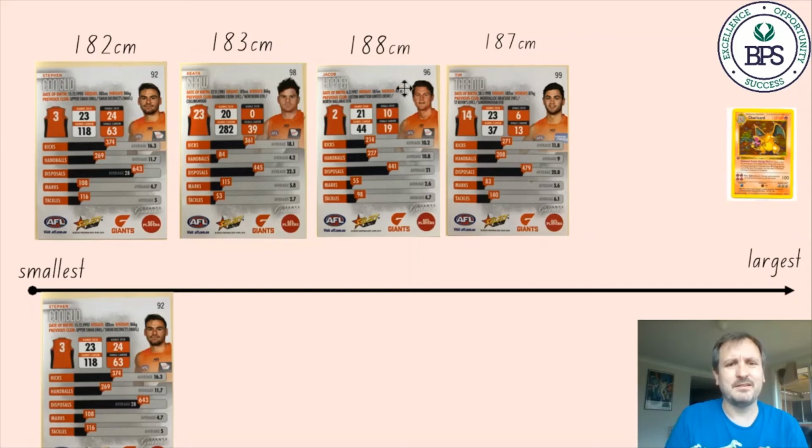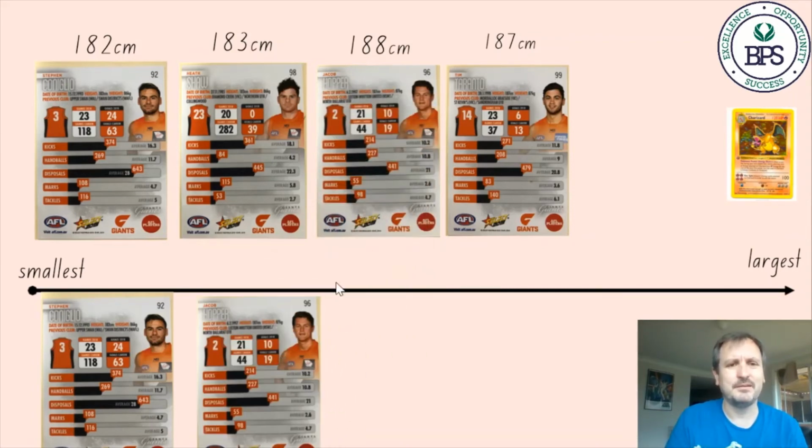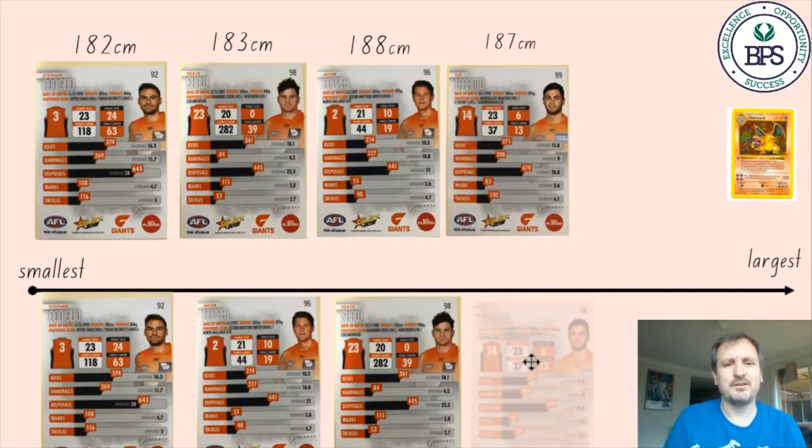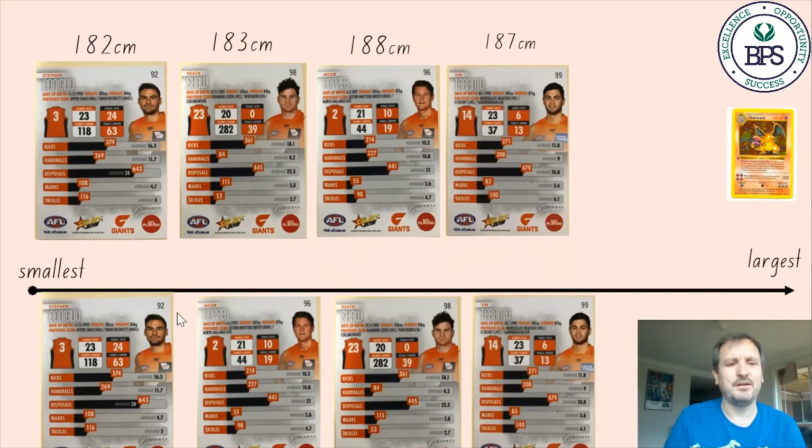That leaves us with 8, 6, and 9 ones. So 6 is going to be next. That's Jacob Hopper. Heath Shaw's got 8 ones, and Tim Taranto's got 9 ones. So Heath Shaw next, and Tim Taranto comes fourth. So based on card number, that's the order that they would be in.